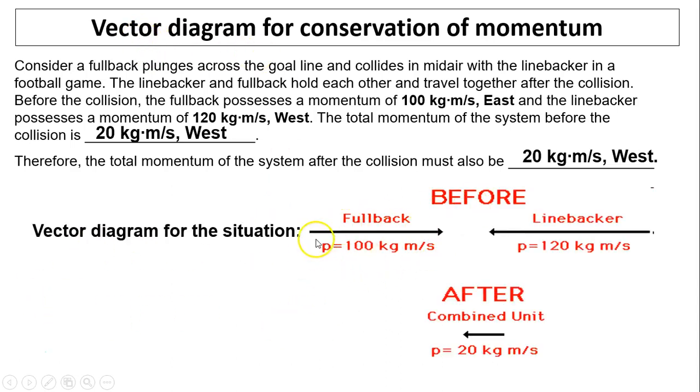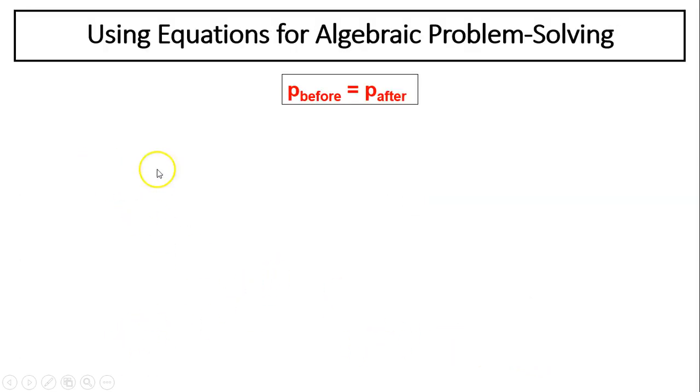The fullback is to the right because that's east. P equals 100 kilograms times meter per second. The linebacker is to the left. That's 120 kilograms times meter per second. This is the diagram before collision. After collision, the two add together, so you have a net of 20 kilograms times meter per second going to the west. This is a combined unit.